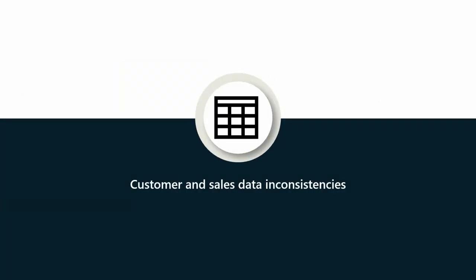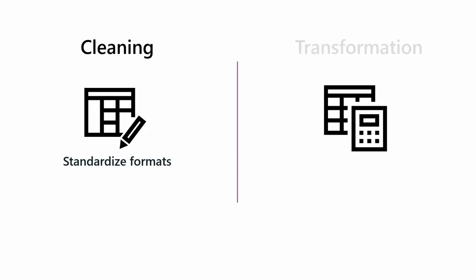For instance, imagine you've been given a dataset that contains information about customers, products, and sales transactions. Some customer names are written in all caps, while others are in sentence case, making it difficult to group or filter the data by customer name. Cleaning this data would involve standardizing the format of customer names. An example of transforming this data is calculating the total revenue for each customer, which would require aggregating the sales data by customer and multiplying the quantity of products sold by their respective prices.